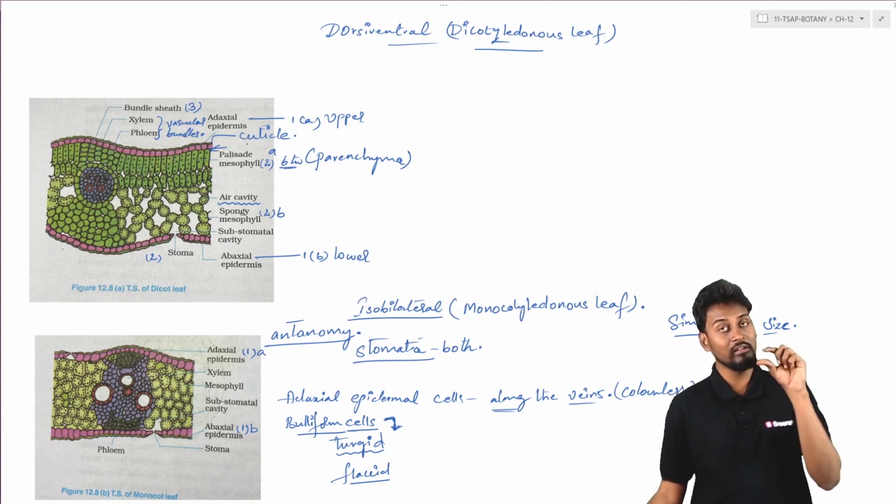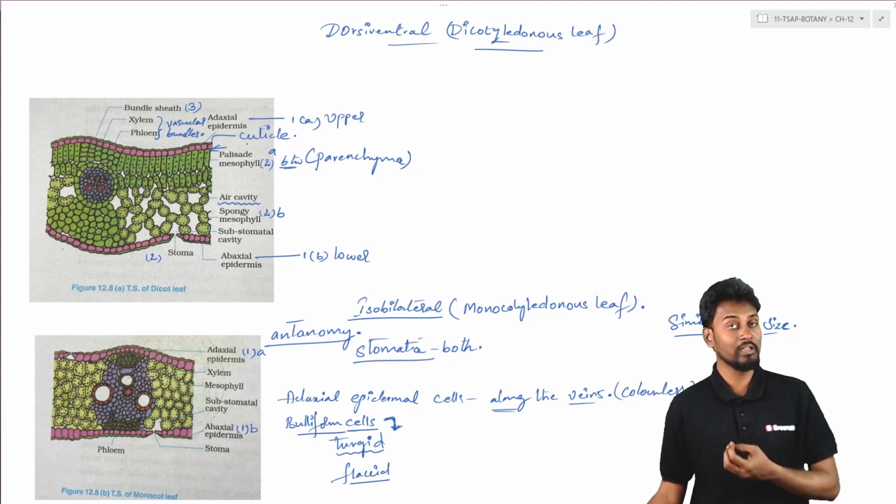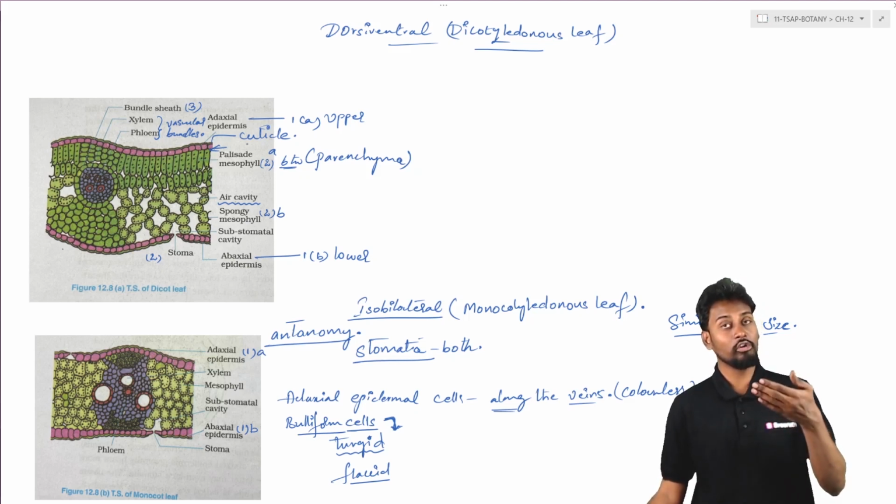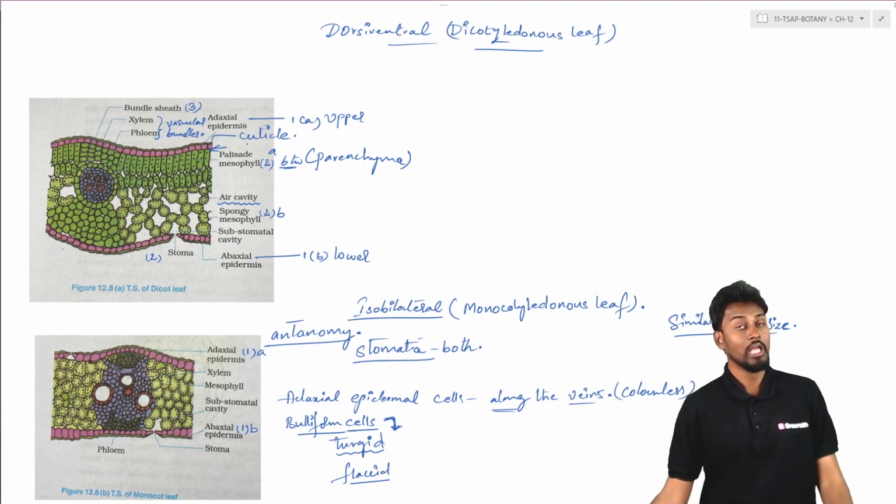So there is a single continuous layer of cells which are making the epidermal layer, and it is the one which is consisting of thin cell wall. So there is a very thin cell wall in case of these particular epidermal cells, and when you are crossing these epidermal cells you are entering into multiple layers of mesophyll cells.